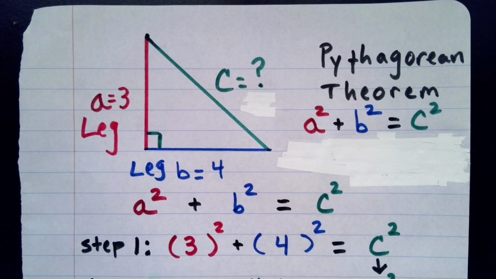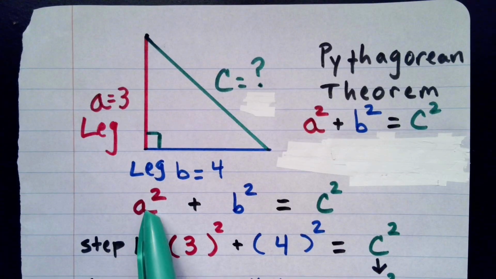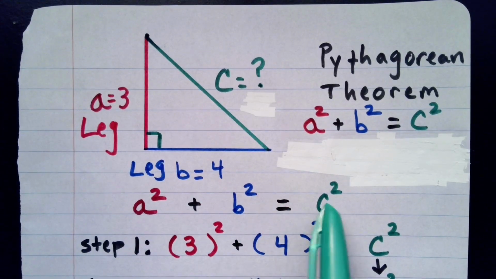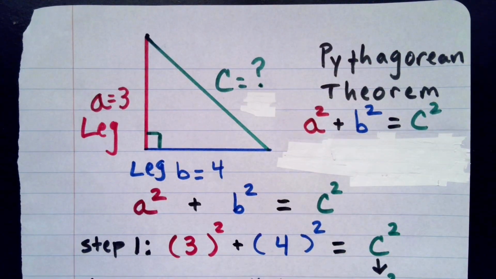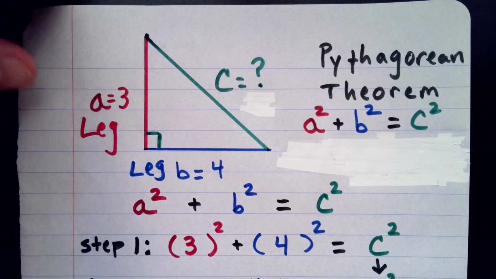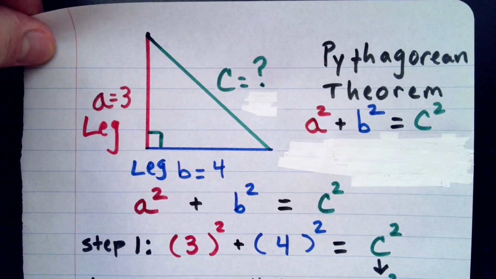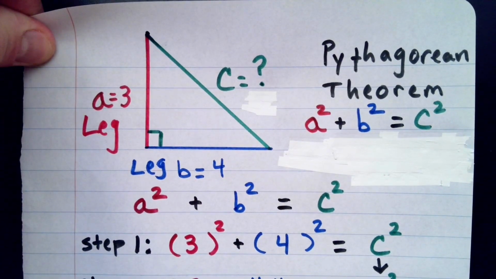So step 1 would be to use the formula a squared plus b squared equals c squared. I suggest you write this down so you can clearly see all of your steps. And if you made a mistake, you can find out where and then fix the mistake, learn from it, and do not do that mistake again.